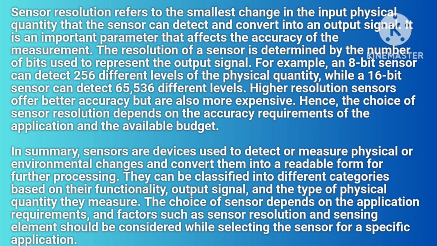In summary, sensors are devices used to detect or measure physical or environmental changes and convert them into a readable form for further processing. They can be classified into different categories based on their functionality, output signal, and the type of physical quantity they measure. The choice of sensor depends on the application requirements, and factors such as sensor resolution and sensing element should be considered while selecting the sensor for a specific application.